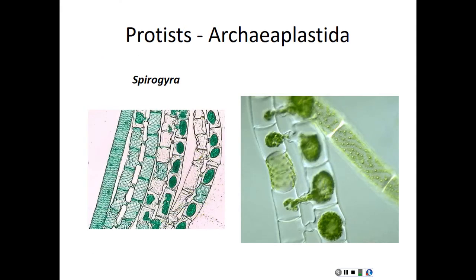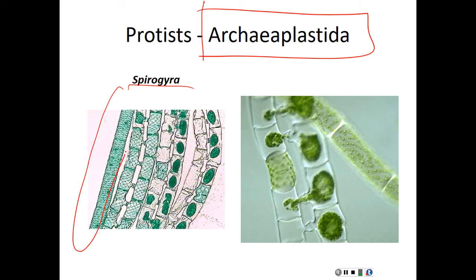Another supergroup we looked at was the supergroup Archaeplastida. We actually looked at several organisms from the supergroup Archaeplastida. One of them is this Spirogyra. Depending on what you're looking at, we have the vegetative version of Spirogyra, where we have those spiral chloroplasts and the nucleus inside here.